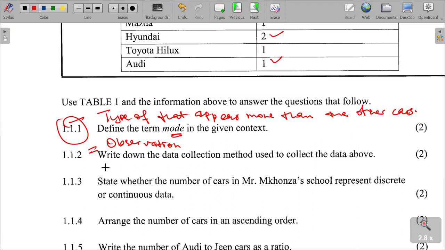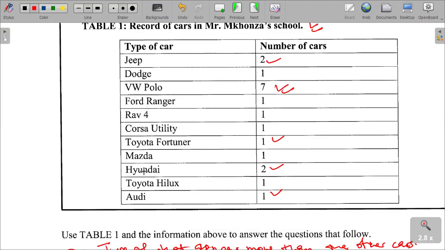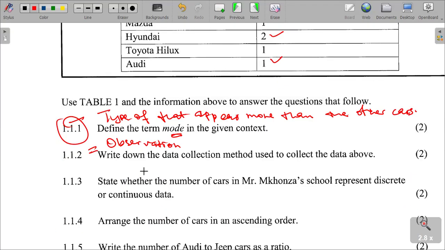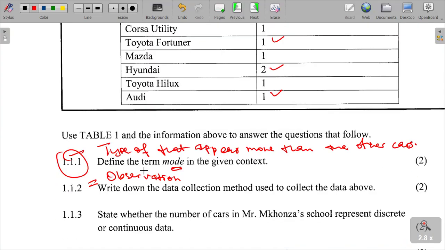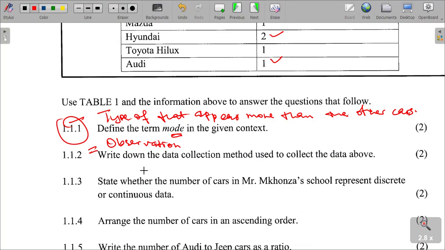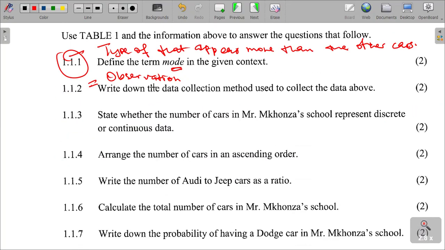And then state whether the number of cars in Mr. Mkonza's school represents discrete or continuous data. How does this data show? As you can see, this is discrete data here. It's not continuous. It is discrete data, this one. It actually shows discrete.